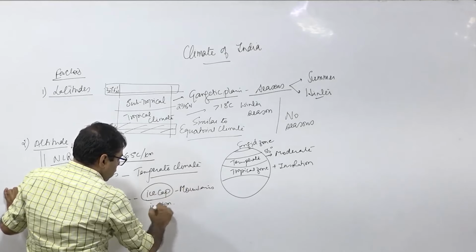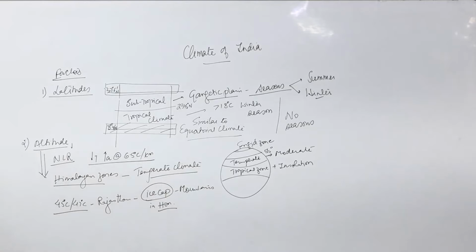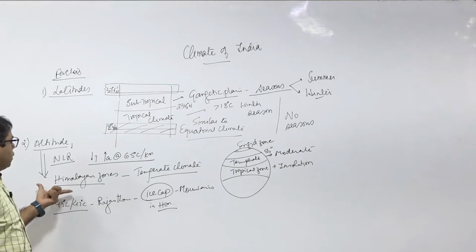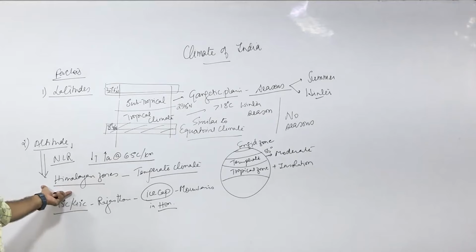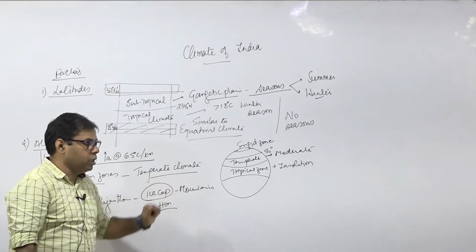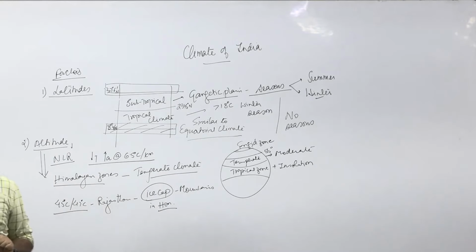Are you getting me? Clear? So the altitude is a very key factor influencing the climate. Because of altitude there is the temperate climate in India in the Himalayan zones. Even in the summer if it is scorching in Rajasthan, the moderate temperature condition will prevail in the Himalayan zones. Am I clear to all?